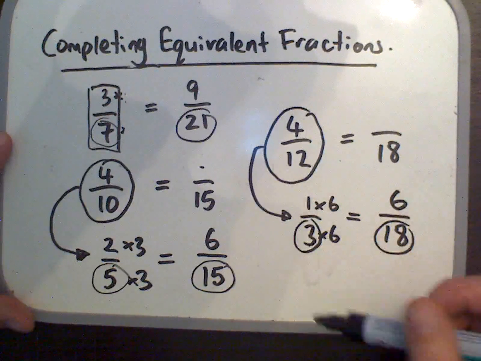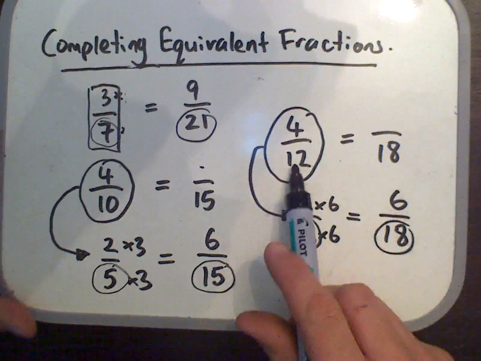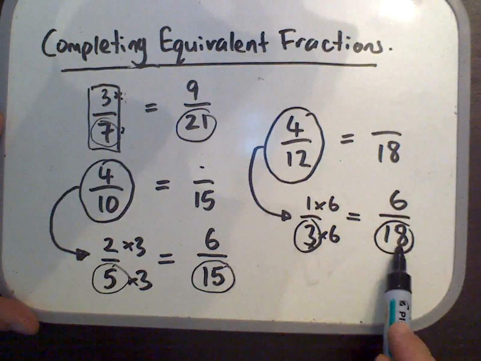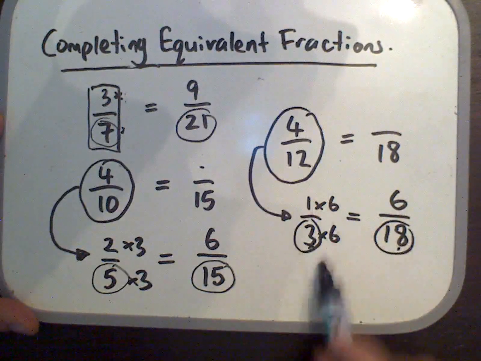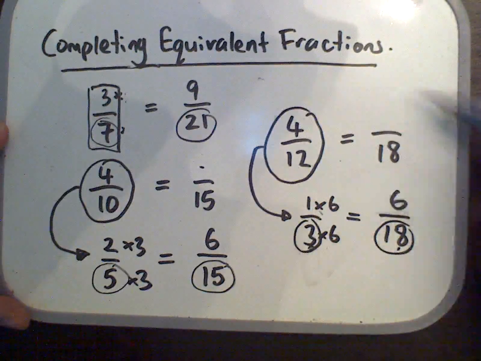So again, let's recap this. We can change one of our fractions into its simplest form. We can then work out how that simplest form fraction has changed to get to our next fraction. So we're working out that multiplier. That'll help us to find our unknown for equivalent fractions that look harder.